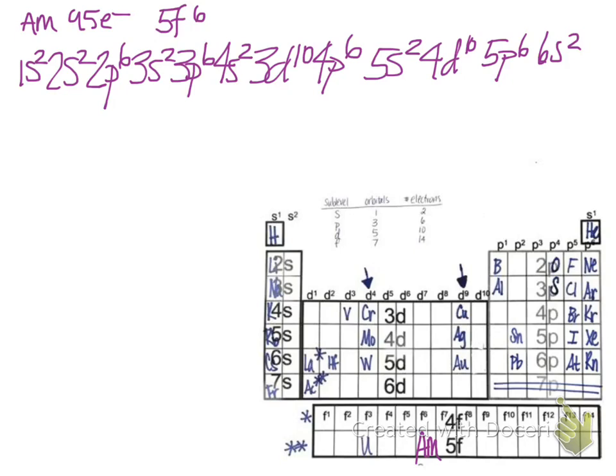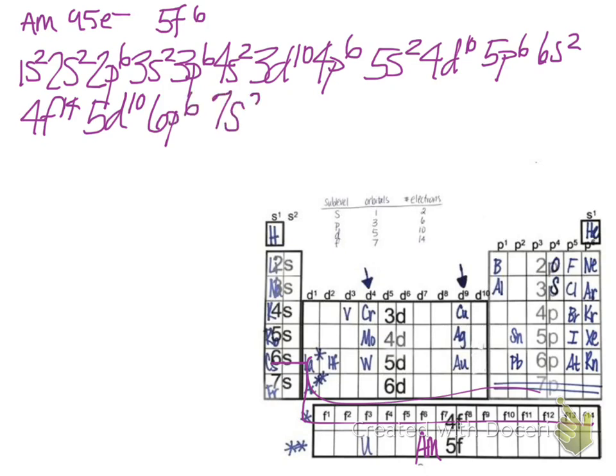4f14. Yeah, I got to come down here and pick up these F's. So it'd be 4f14. Now I go back up here, 5d10, 6p6, 7s2, and I'm going to stop you there.